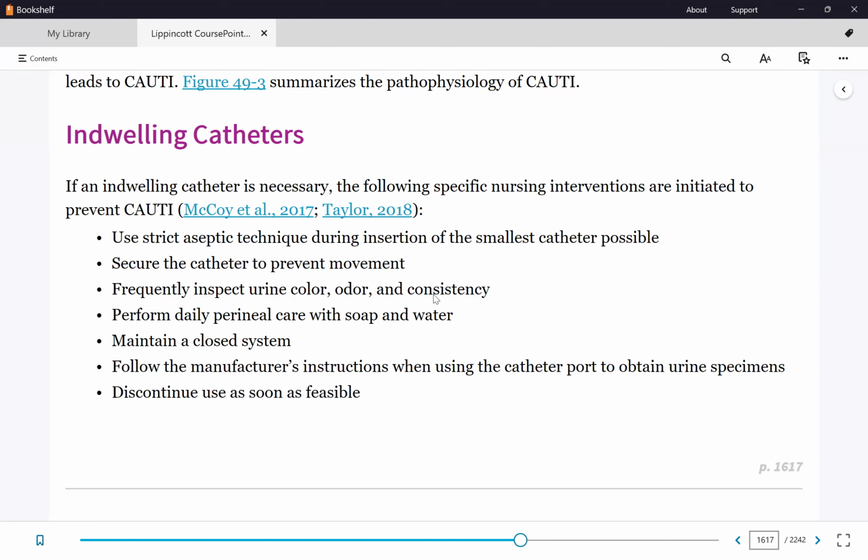So sterile technique, strict aseptic technique. That's why we give you a hard time in lab. Okay, you miss something, you contaminate it, you repeat the procedure. Okay, because it's mandated by Joint Commission.